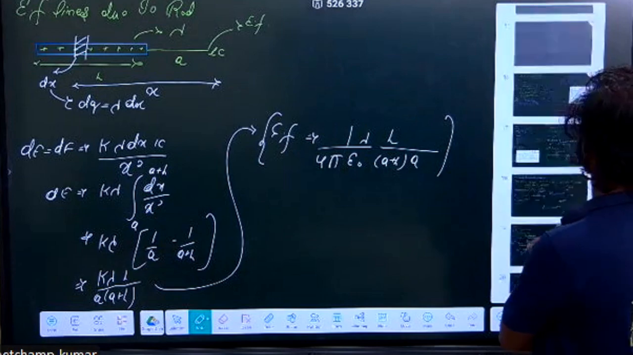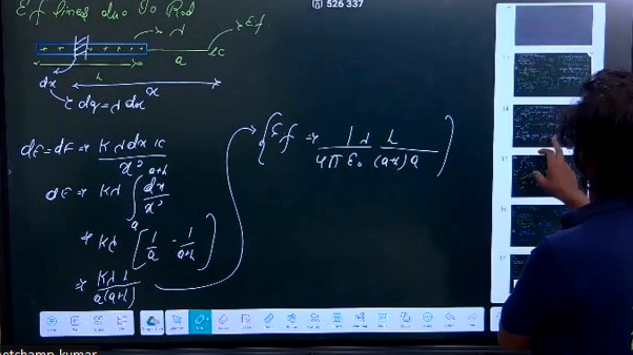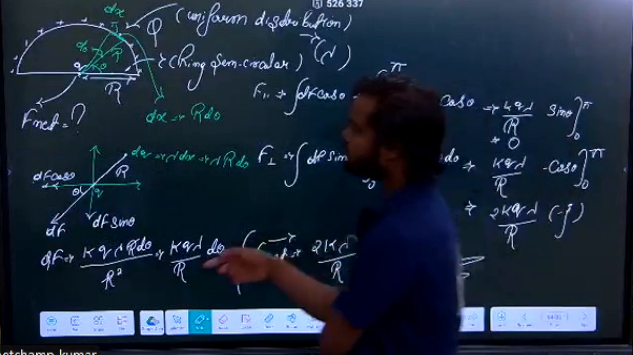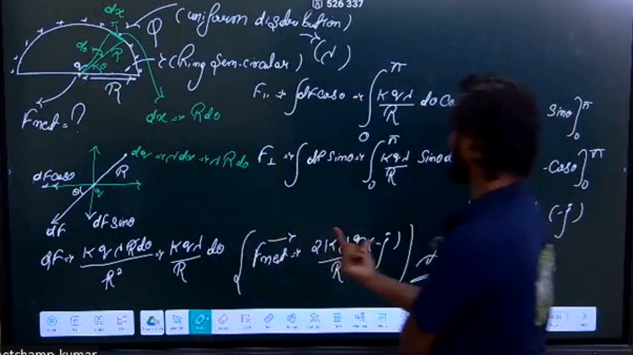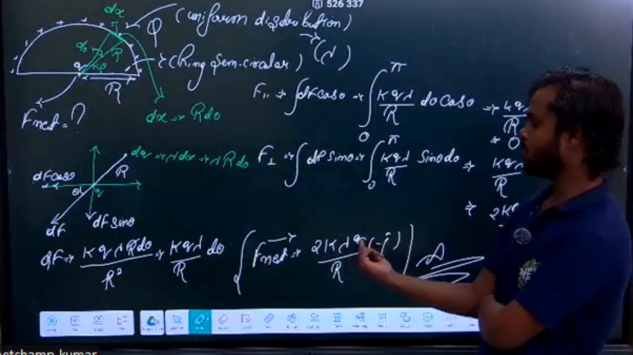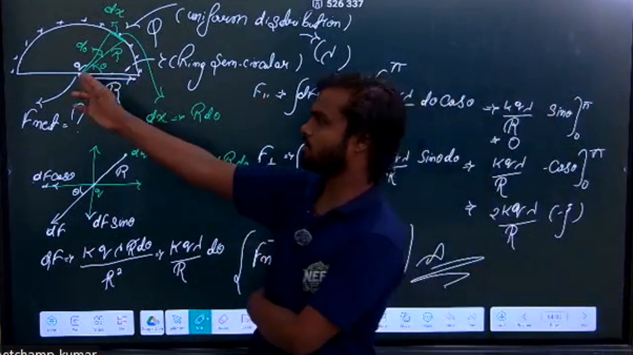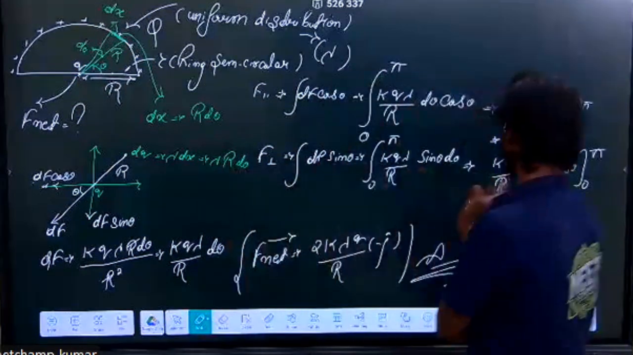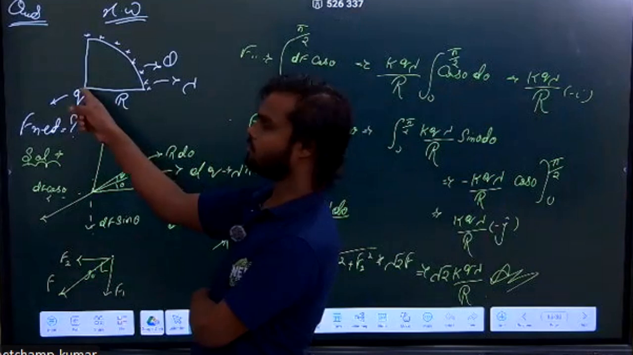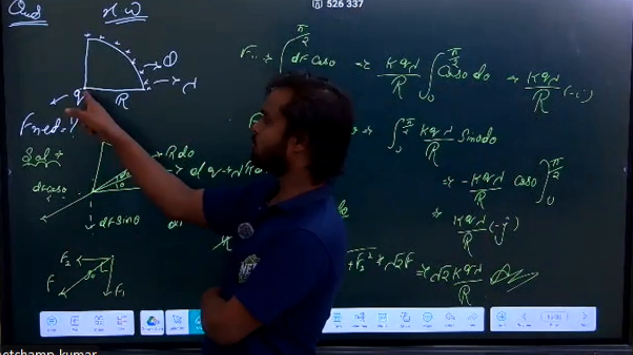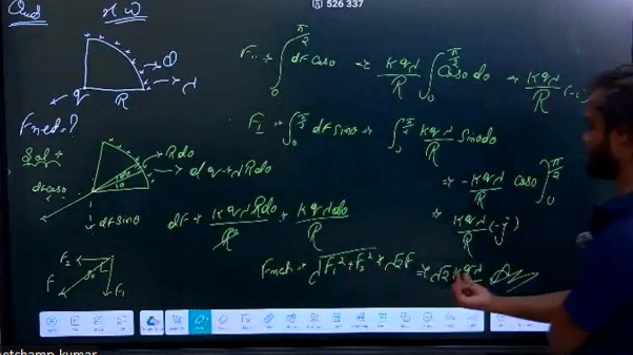Yeah, this question: if I ask you what will be the electric field at this center, just replace q by 1 coulomb. This is the answer we got, right? Just replace q by 1 coulomb, it is the electric field at this point. Simple. Similarly, in another question, I asked you to calculate the force at this point. Just replace q by 1 coulomb, and you will get the electric field. This is the electric field also.